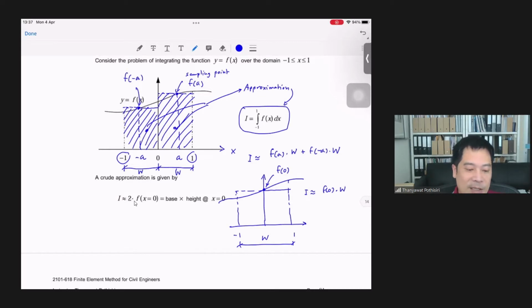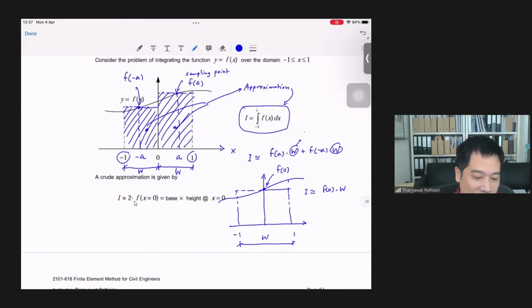Okay. So in the first case, my width of the base is equal to 1, right? And in this case, my width of the base is equal to 2. Okay. So depending on the number of sampling points you're using, the width of the base would vary.